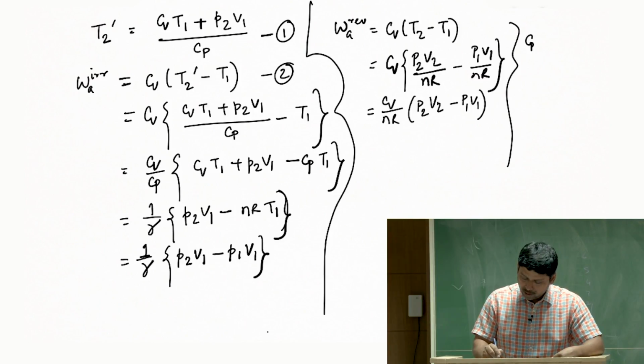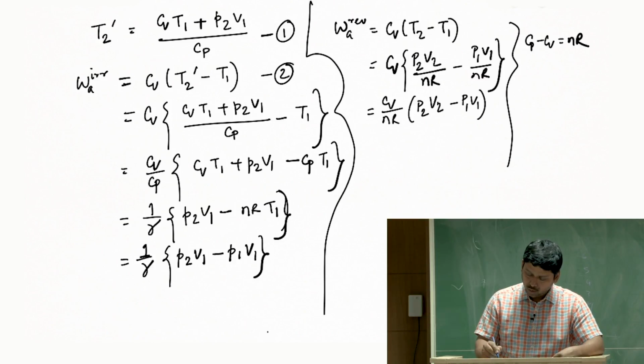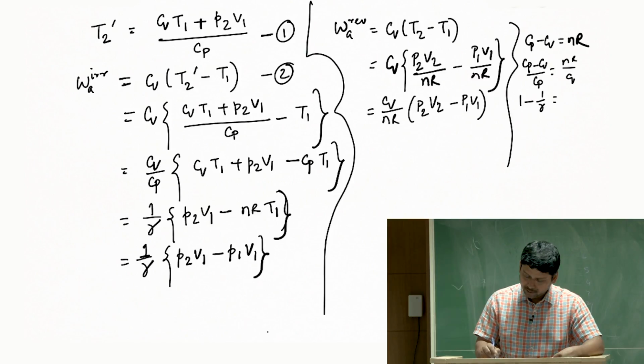So, we know that Cp minus Cv is equal to nR. So, if I divide by Cv both sides, then I will get (Cp minus Cv) by Cv equal to nR by Cv. So, which means 1 minus 1 by gamma is nR by Cv, or let us say just back up this step, and we want Cv by nR, right.